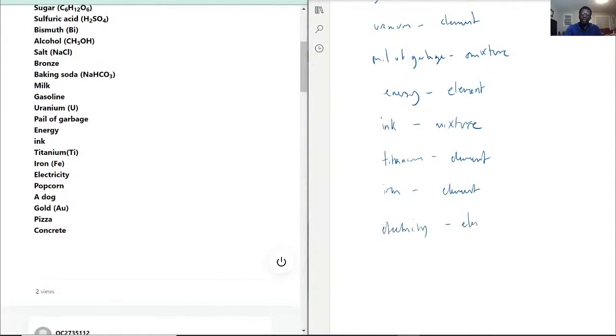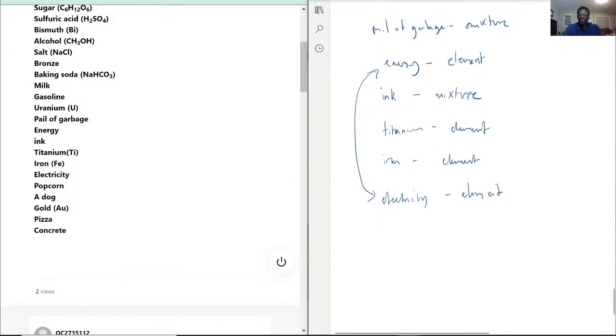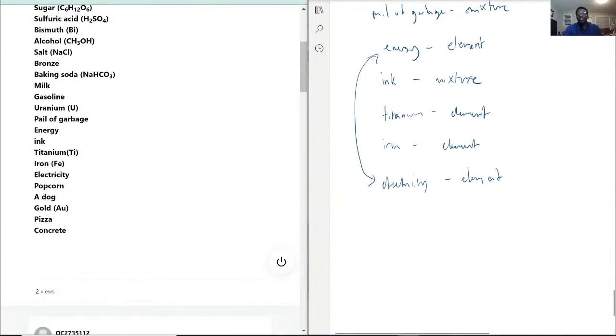I'm going to say elements as well, kind of following the same as energy. Okay, these two. Okay, when you're transferring electrons and stuff, you're still working with particles. That is what electricity is, the transfer of electrons typically. That's why you have like the voltaic cells and all that stuff. But yeah, popcorn.